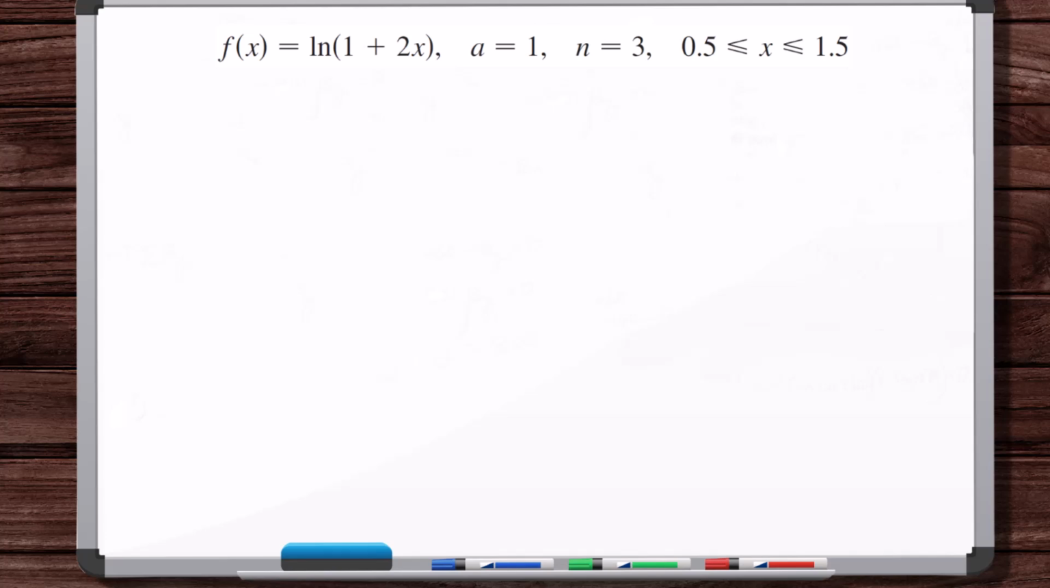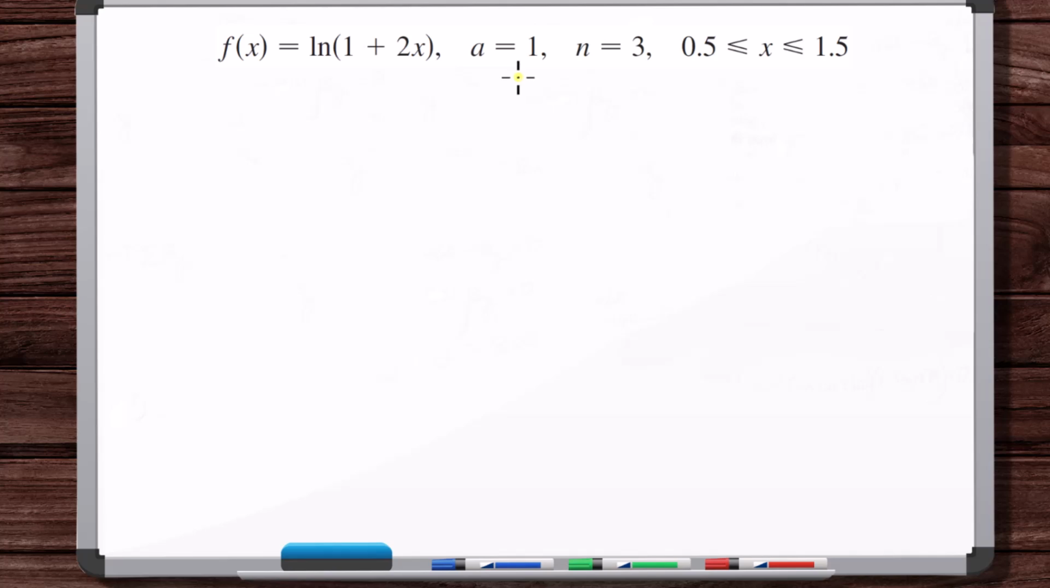Okay, this is the fifth Taylor polynomial example problem. Just like in the previous problems, we're given a function, and in this case, the function is natural log of 1 plus 2x. And the first thing we want to do is find the nth degree Taylor polynomial, so the third degree Taylor polynomial of this function centered at, in this case, 1.